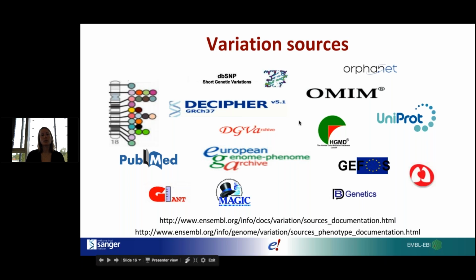We principally import short variants, so sequence variants, from the dbSNP repository, which is enormous. We also have structural variation data, for example, for some organisms that we import from DECIPHER. DECIPHER focuses on human, and DGVA, but this is just a minor subset of the repositories that we draw from.